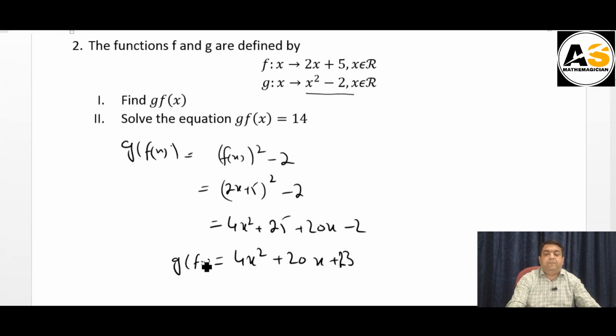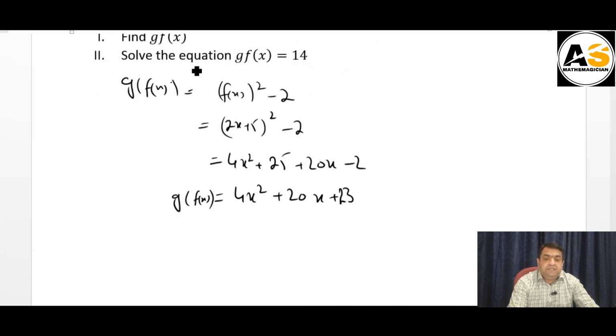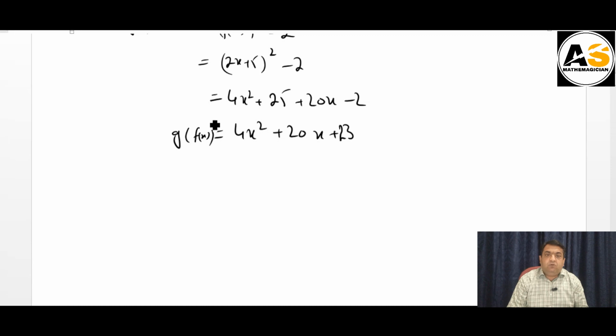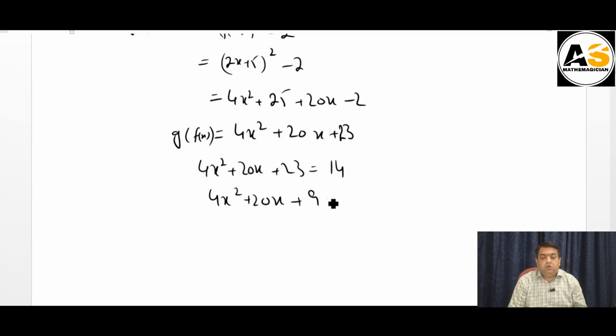Now we are required in part 2 to solve this equation: g of f of x is equal to 14. So what will I do? I have already calculated g of f of x. 4x square plus 20x plus 23, and this is equal to 14. Simplification will give me 4x square plus 20x plus 9 equal to 0. So now I have to solve this quadratic equation.